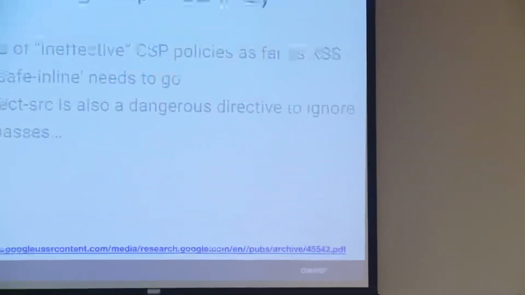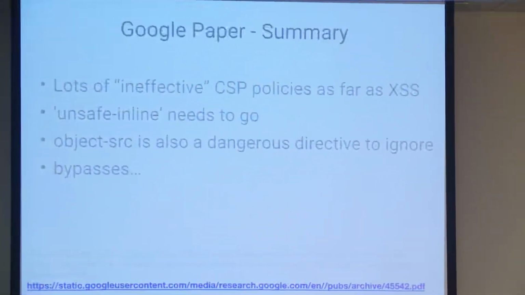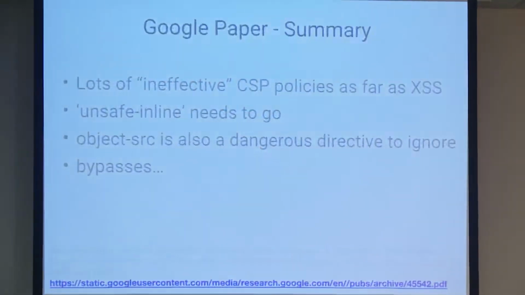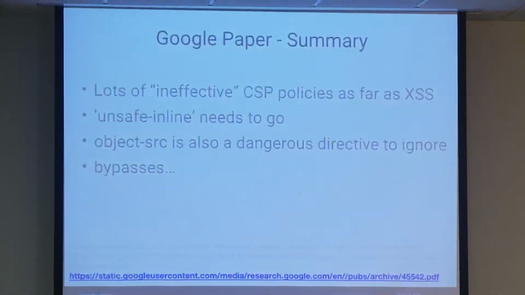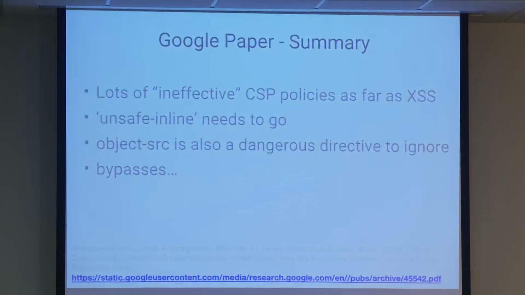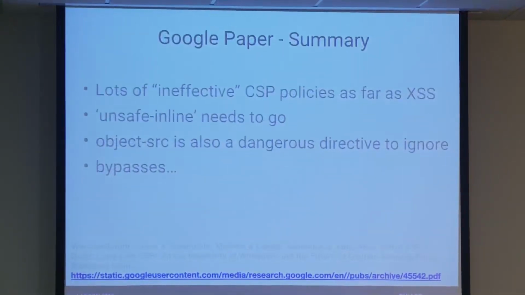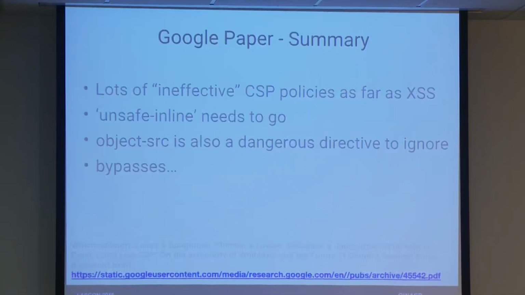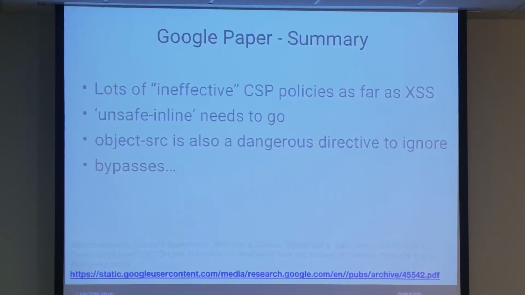And the Google CSP paper. So this came out, and the quick summary is, there are a lot of ineffective CSP policies as far as cross-site scripting is concerned. No disagreement there. Lots of unsafe-inlines because that's the cheat people use because they don't want to track down all their inline scripts. And that makes it extremely easy to exploit reflected cross-site scripting.